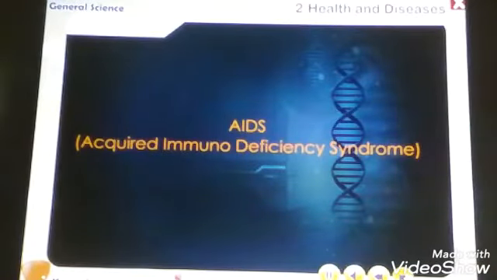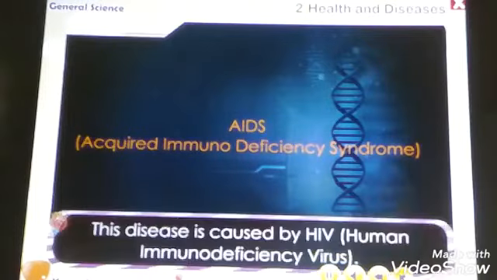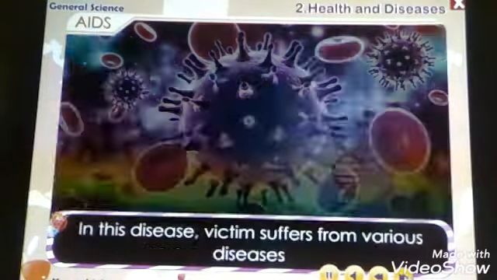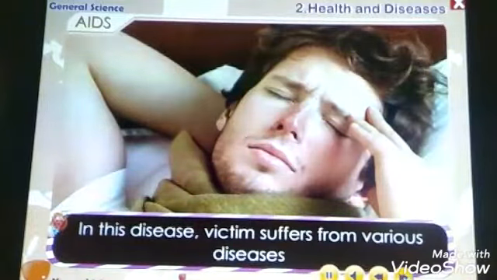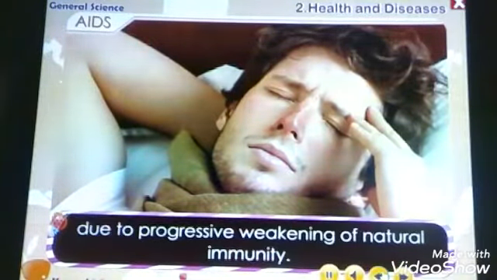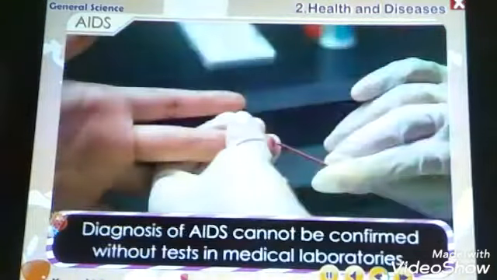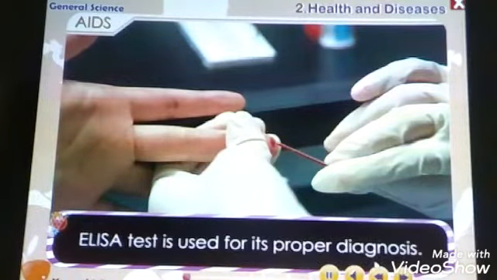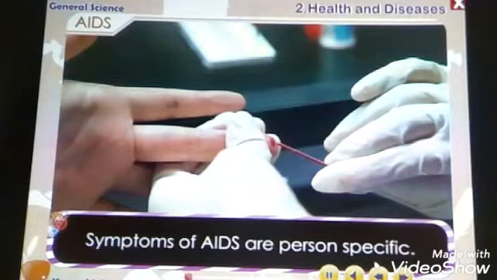AIDS, acquired immunodeficiency syndrome. This disease is caused by HIV, that is human immunodeficiency virus. In this disease, the victim suffers from various diseases due to progressive weakness of the natural immunity. Diagnosis of AIDS cannot be confirmed without tests in medical laboratories. The ELISA test is used for its proper diagnosis. Symptoms of AIDS are person specific.